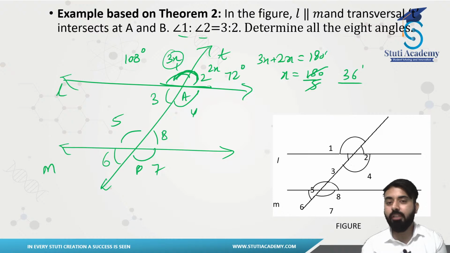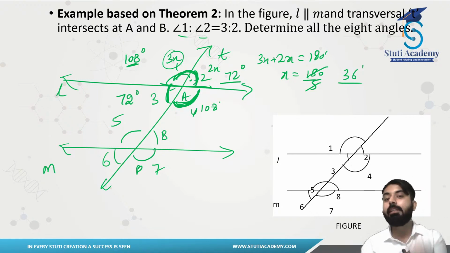So we have these two angles. Now I know this angle will be same as this one because vertically opposite angles. If this is 72, this is 72, this is 108, this is 108. I know if we are talking about parallel lines and there are transversals there, then their alternate interior angles will be equal. That means angle 3 will be same as angle 8. So this will be 72 as well.